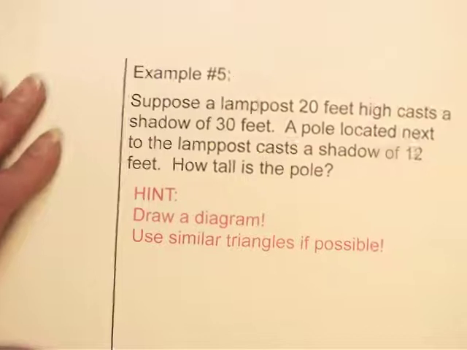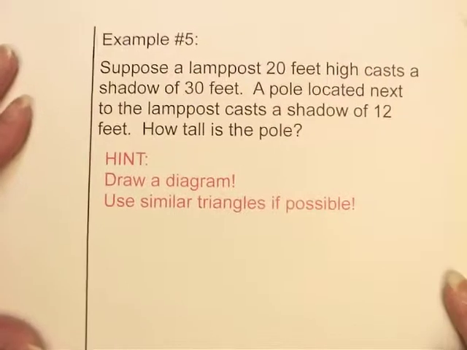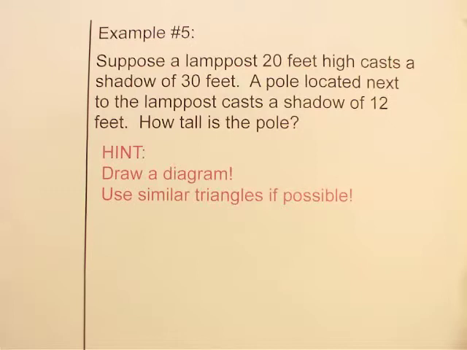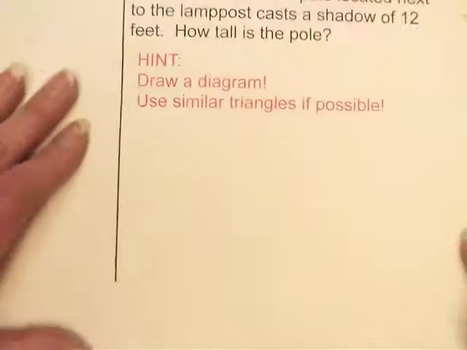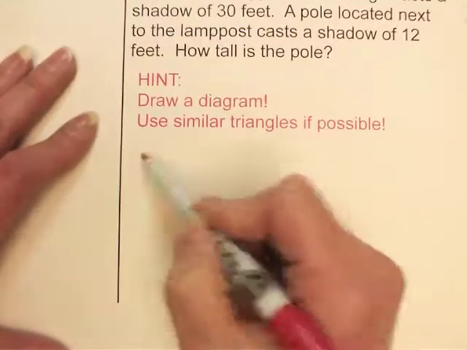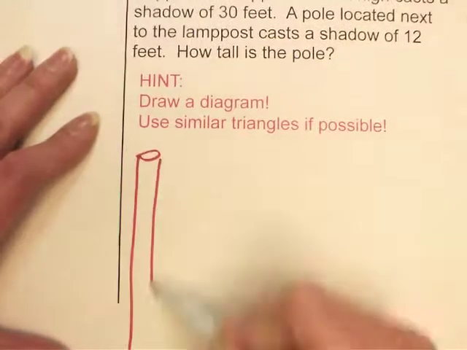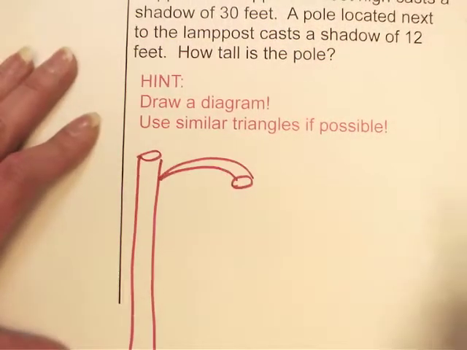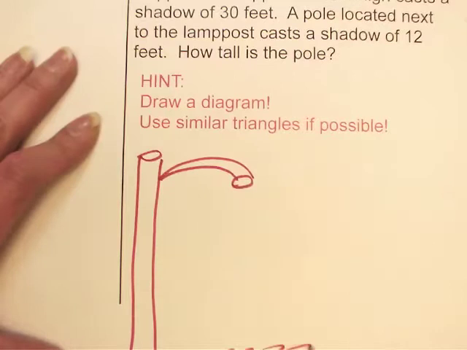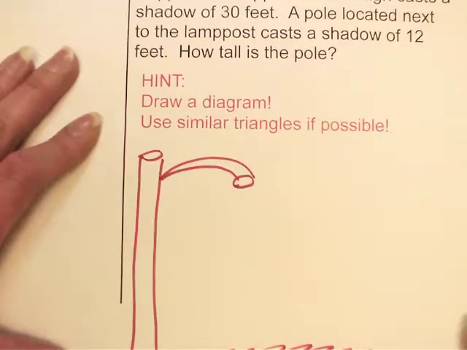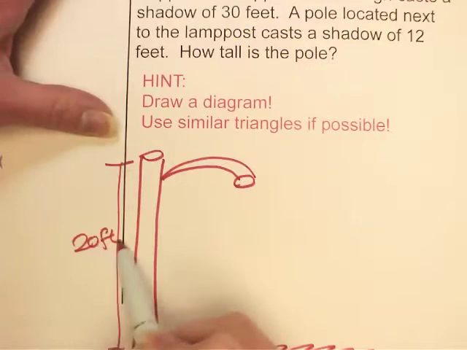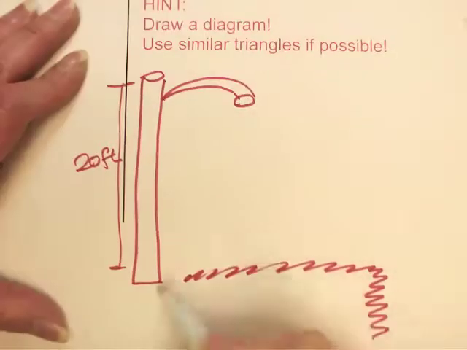What if they don't give you a diagram at all? Suppose a lamp post is 20 feet high and casts a shadow 30 feet. A pole located right next to it casts a shadow of 12 feet. How tall is this pole? Well, draw a diagram. Draw your lamp post. Okay. And then have a shadow and label it. Our lamp post is 20 feet and the shadow is 30 feet.